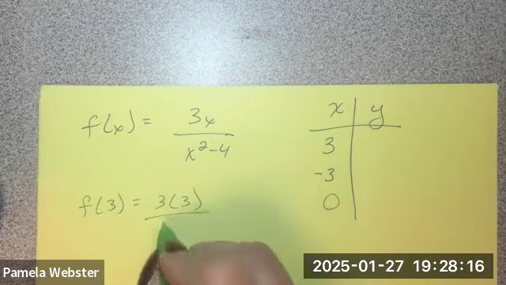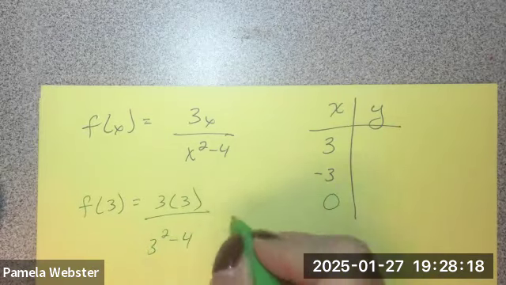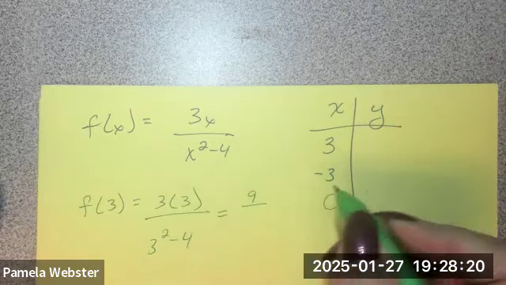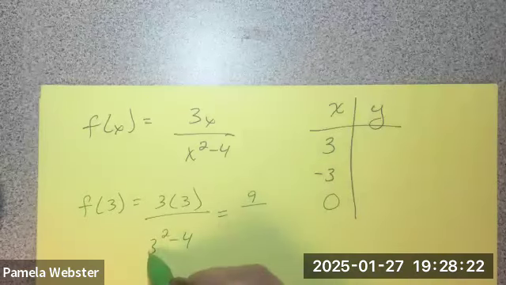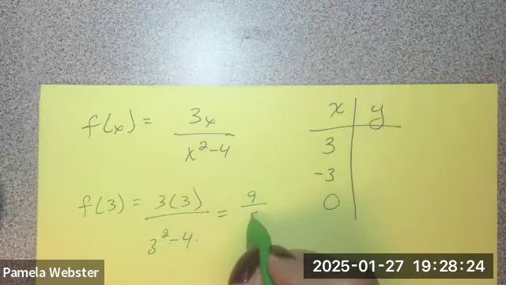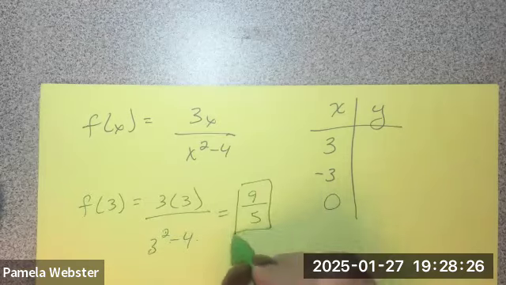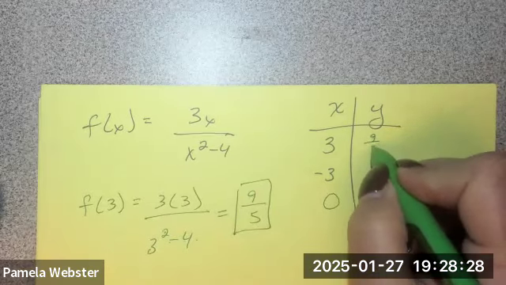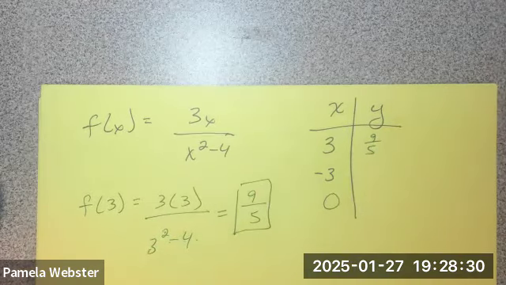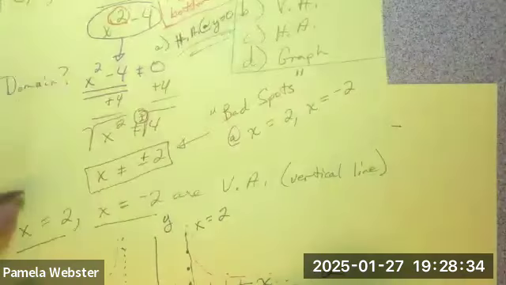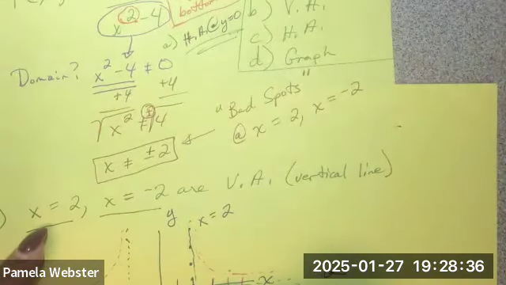3 times 3 over 3 squared minus 4. Okay, I can get an actual number: 9 over 9 minus 4. So it's 9/5. But in this case, all I care about is that it's positive, right? Because this is the point: x equals 3, y equals 9/5.